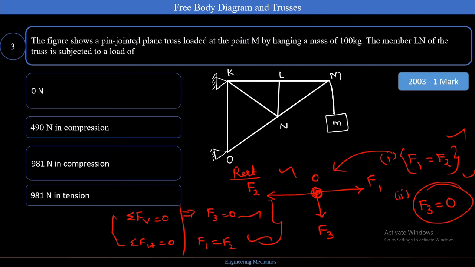Let's see how. The figure shows a pin-jointed plane truss loaded at the point M, hanging a mass of 100 kg, and the member LN of the truss is subjected to a load of. I need to find the tension in this one. As I already said, the tension in KL and the tension in LM are equal, and the body is at rest. So my LN is going to be 0. This is going to be my answer. This is a very simple one.